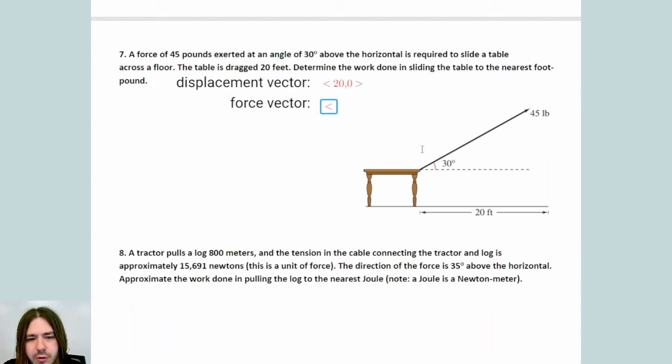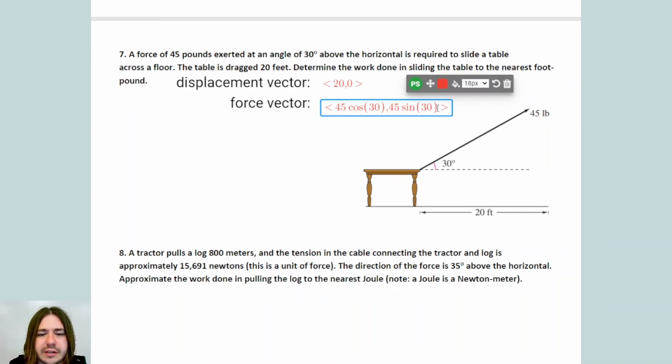So the horizontal component would be 45 times the cosine of 30, and the vertical component would be 45 times the sine of 30. I don't want to say that what I said in the lecture video was incorrect, but this is going to be, I think, a way easier way of getting to the answer here: just find the dot product of these.